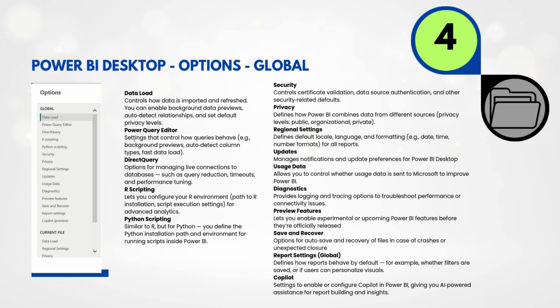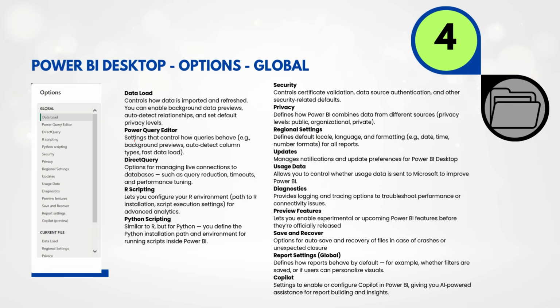Security settings control certificate validation, authentication, and other defaults. This ensures that your data sources are trusted and connections are secure. Privacy defines how Power BI combines data from different sources. You can set privacy levels as public, organizational, or private. This is essential for secure modeling, especially when mixing sensitive and non-sensitive data.